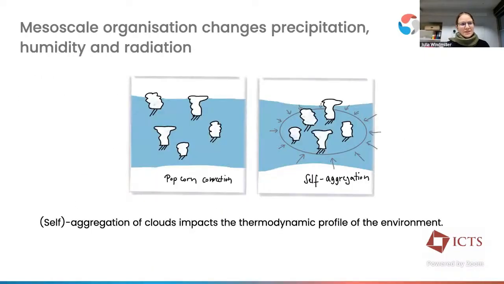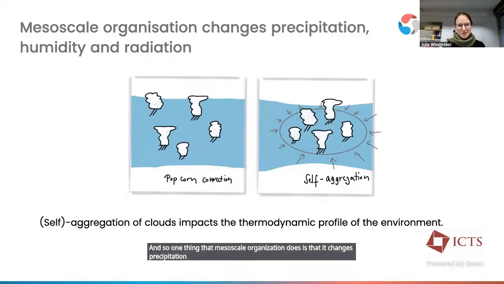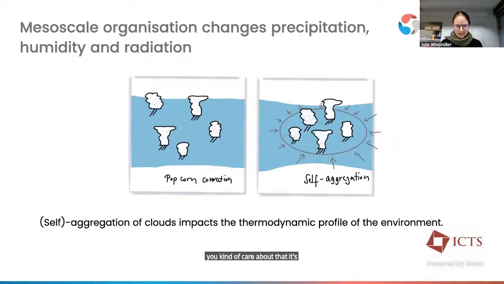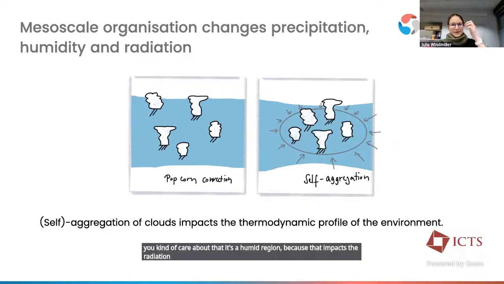And so one thing that mesoscale organization does is that it changes precipitation, humidity, and radiation. And that's already pretty much, right? If you think of what you care about with the rain belts, you care about where it rains and how much it rains. You care that it's a humid region because that impacts the radiation. And you care about the cloud properties because again, they impact the radiation.